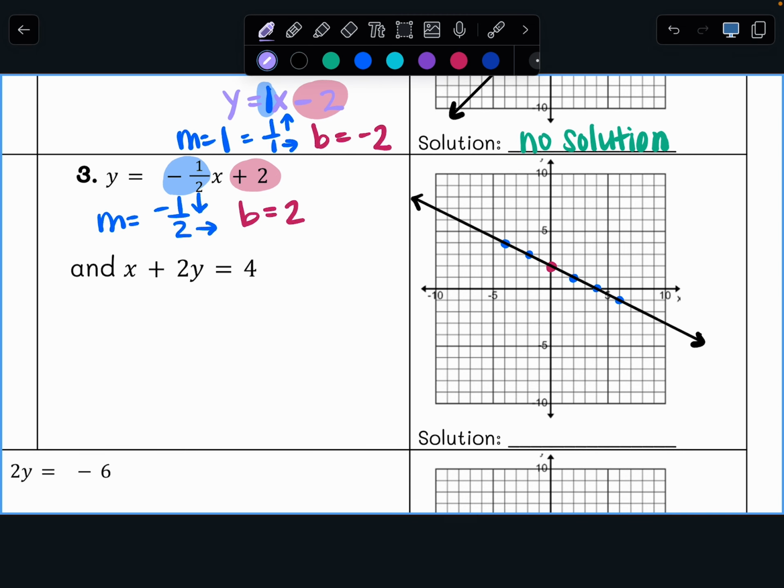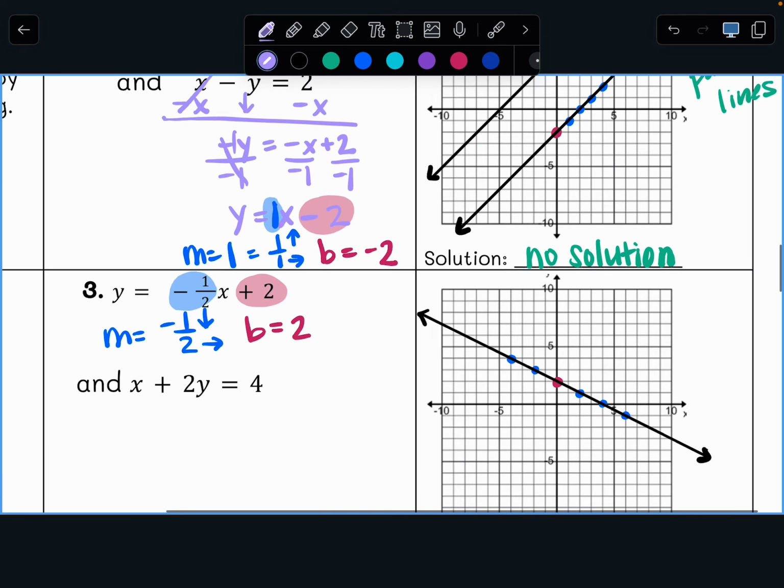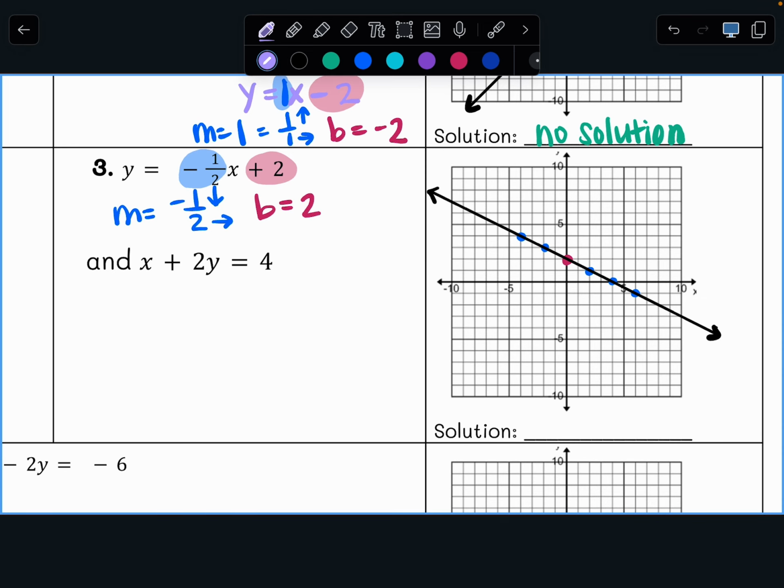Next equation's in standard form. Let's do this one using intercepts. Remember, we have two options when we're graphing standard form. We can use intercepts or converting. The last couple of examples, we've converted the equation to slope-intercept, but let's try plotting intercepts this time.